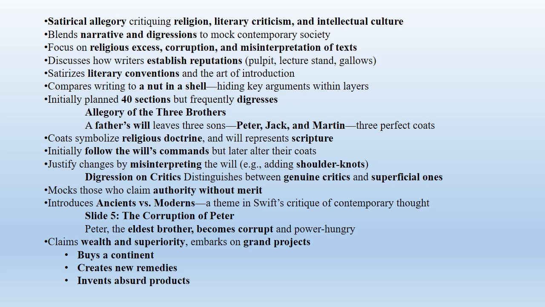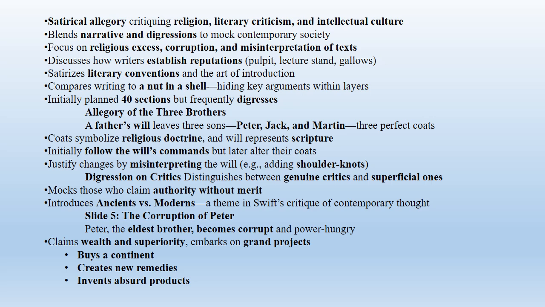Jonathan Swift's A Tale of a Tub is a satirical allegory that critiques religious excess, literary criticism, and intellectual climate of his time. The work is structured as a combination of a primary narrative, an allegory of three brothers and their courts, interwoven with numerous digressions that serve as pointed commentaries on society.